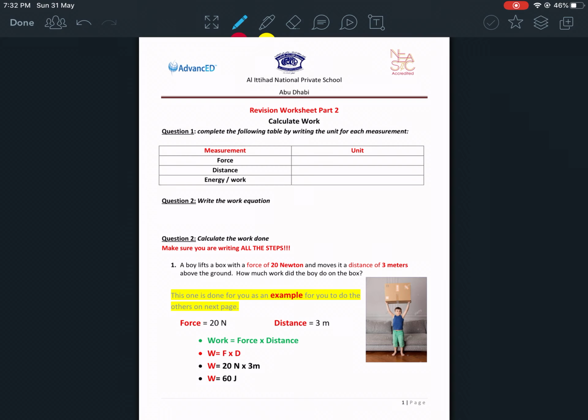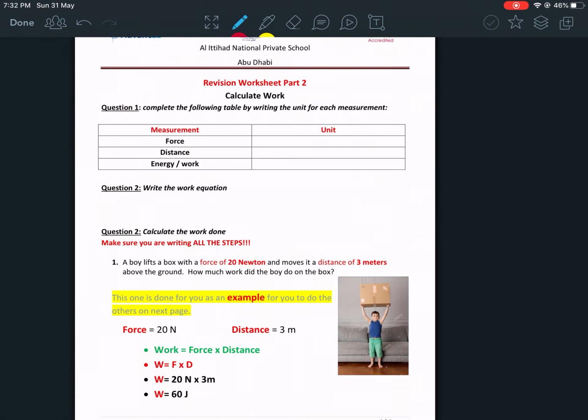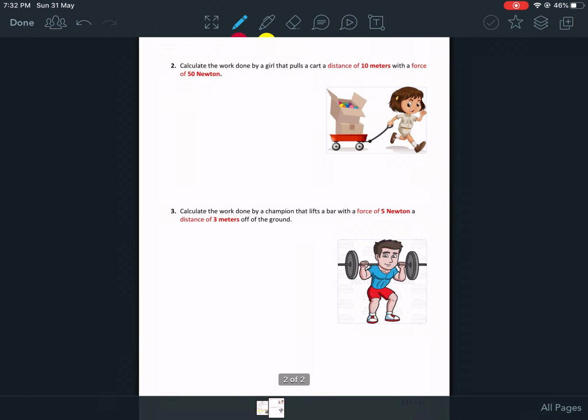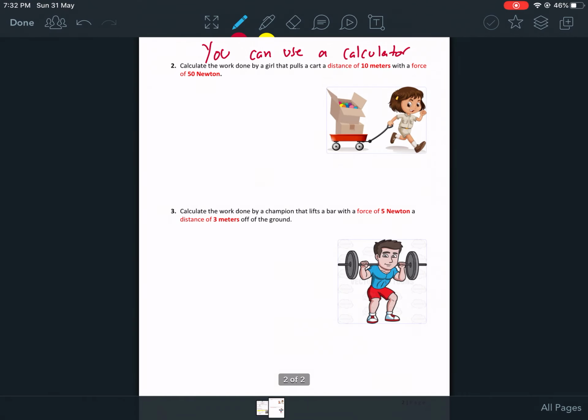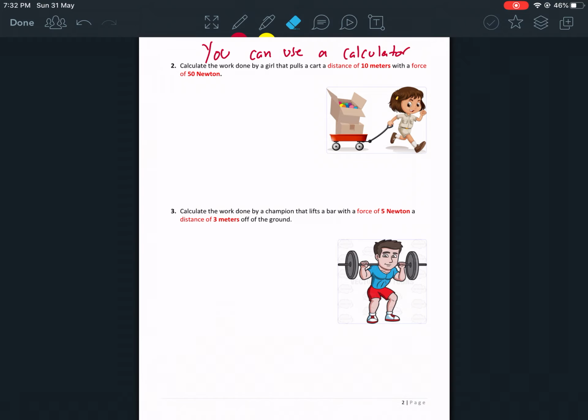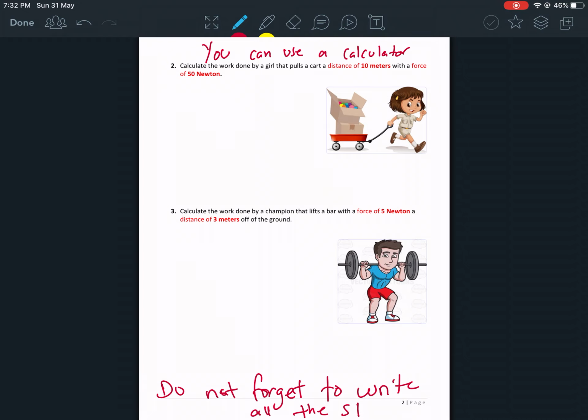So I'm going to write here for you on this page down here: you can use a calculator, and down there, do not forget to write all the steps. Okay, I wrote this here for you so you don't forget these 2 things.